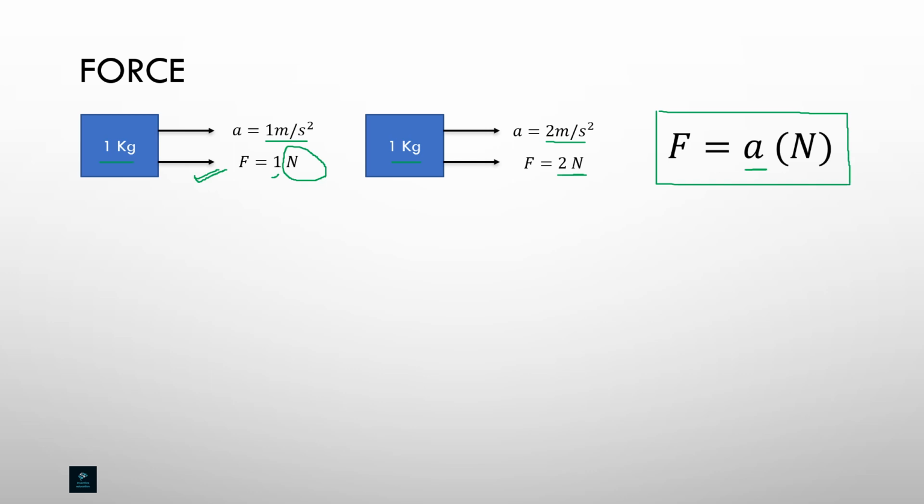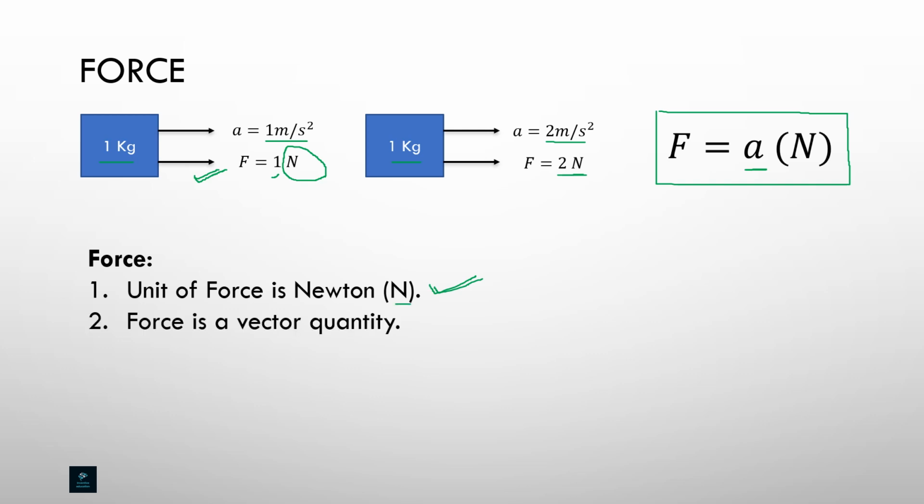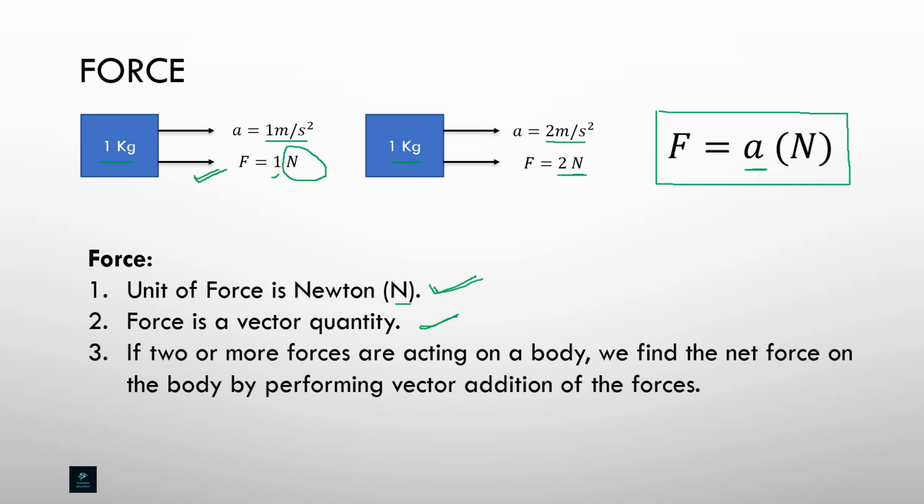Therefore, the features of the force we can write as follows. The unit of the force is newton, abbreviated as N. This is a vector quantity, and since it is a vector quantity, if two or more forces are acting on a body, we find the net force on the body by performing vector addition of forces.